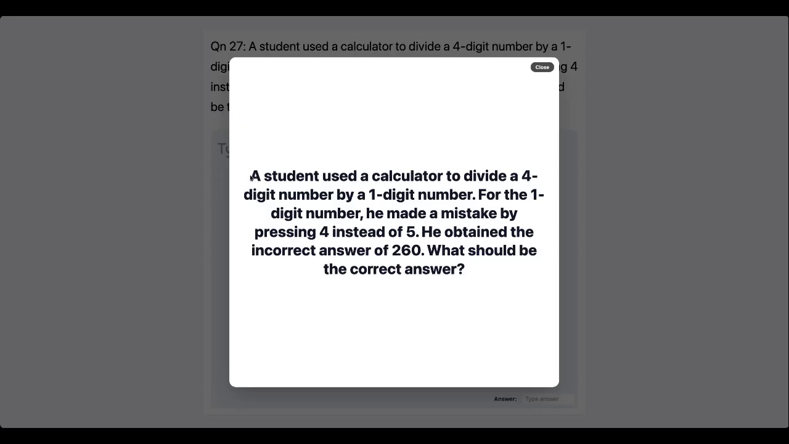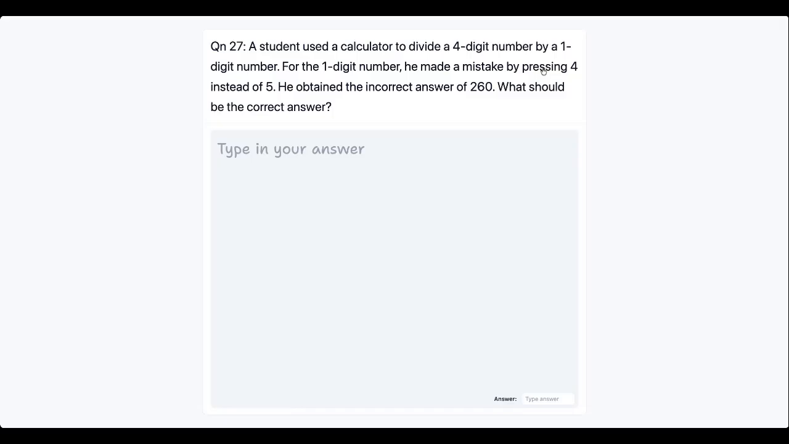Question 27. A student used a calculator to divide a 4-digit number by a 1-digit number. For the 1-digit number, he made a mistake by pressing 4 instead of 5. He obtained the incorrect answer of 260. What should be the correct answer? In this case, he has a 4-digit number, and it is divided by a 1-digit number.